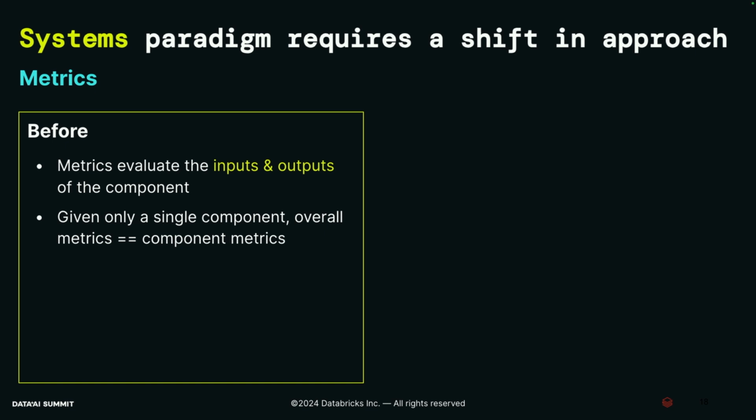Just to give you an example, think of a classic ML application where you have, for example, an XGBoost model that you're training to predict customer demand. You would take that model, you have your historic data, you're training on the historic data, you're evaluating it against that historic data. So you have a ground truth. What is my ground truth? Customer demand at that historic point in time. So metrics are evaluating the inputs and outputs of that single model component. And given that single component, overall metrics are equivalent to component metrics.